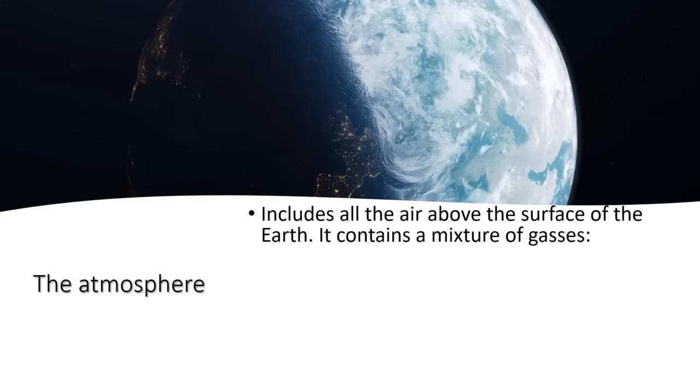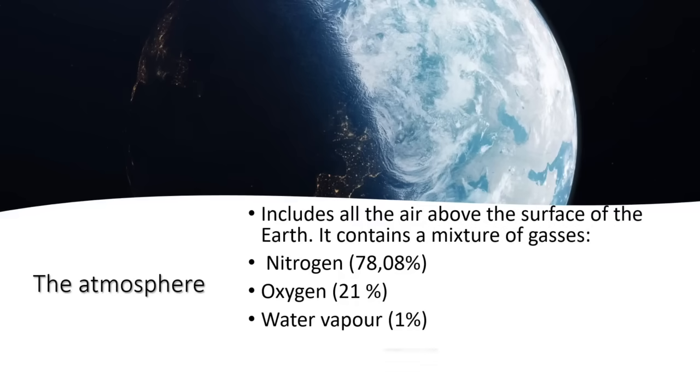Our atmosphere includes all the air above the surface of the Earth all the way until space, and it contains a mixture of gases like nitrogen, oxygen, water vapor, and other gases like carbon dioxide. All of these gases are necessary in order for life to be held on Earth.